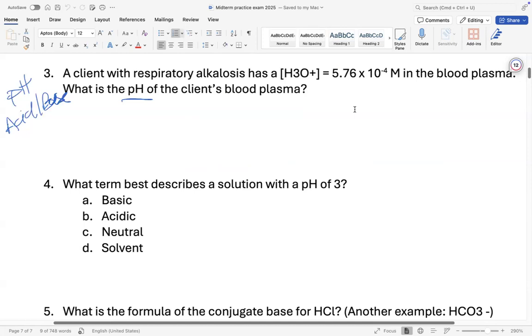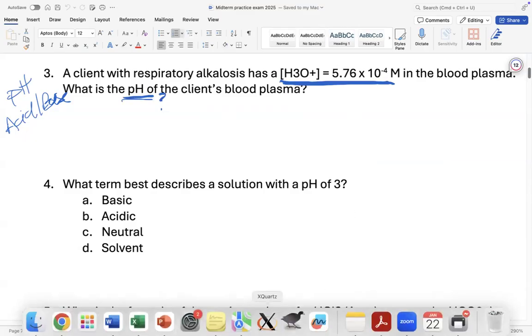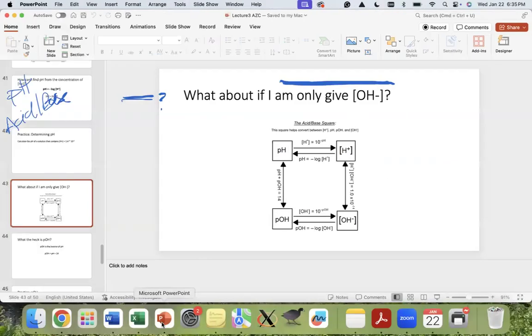So I'm given H3O plus concentration. A client with respiratory alkalosis has an H3O plus concentration of a certain value in the blood plasma. What is the pH? All right. So I'm going to head to my acid-base square. So we're given this and we want to get here. So that is the negative log formula.